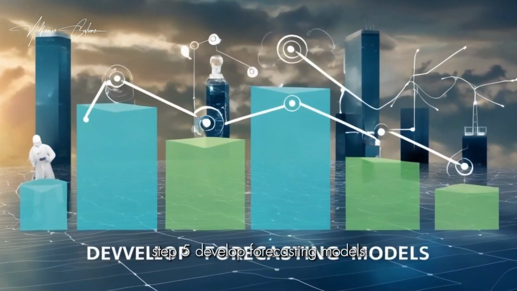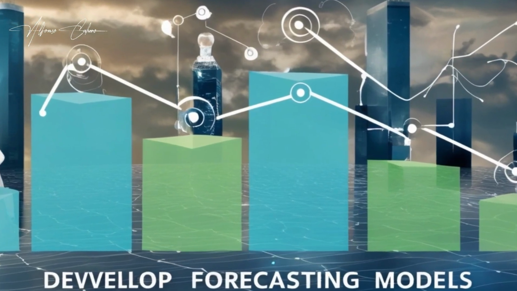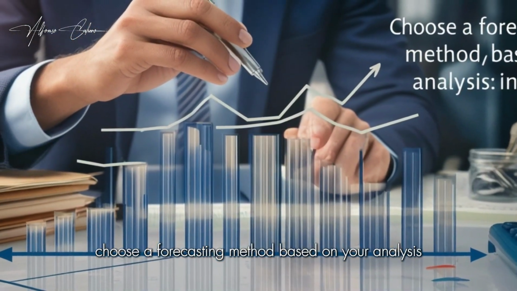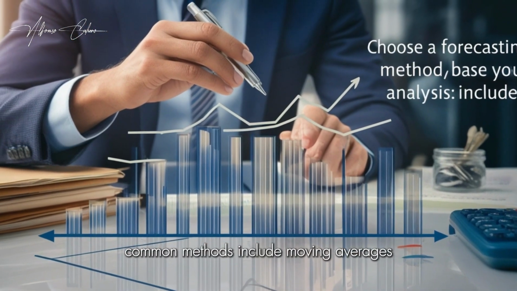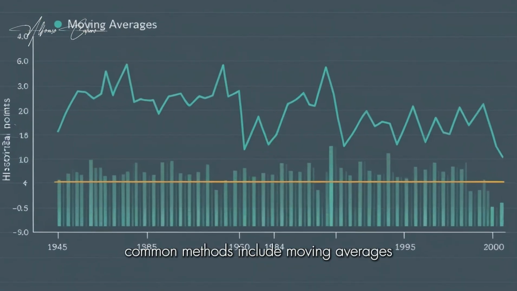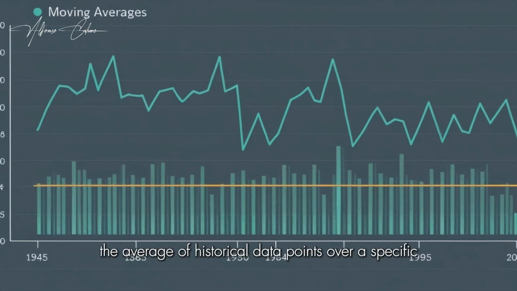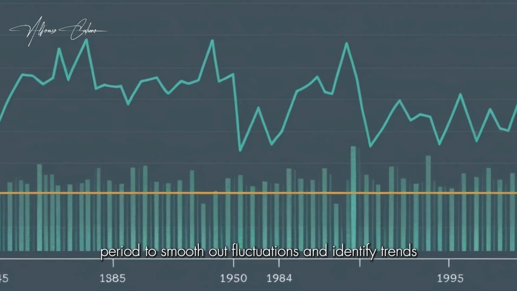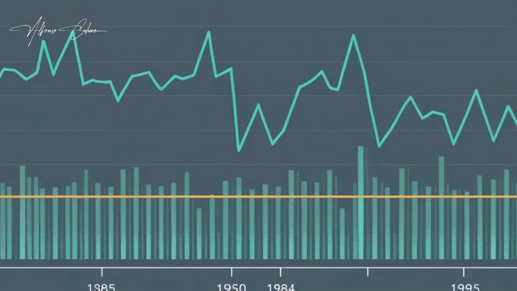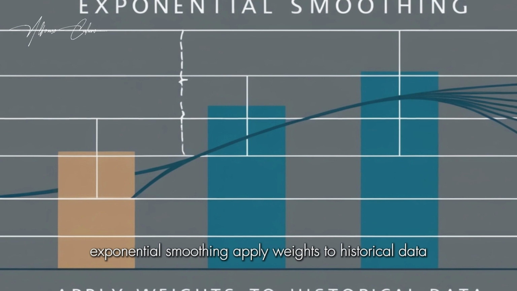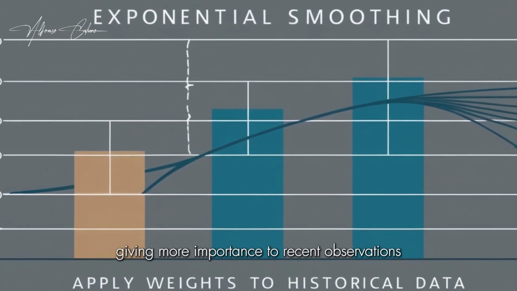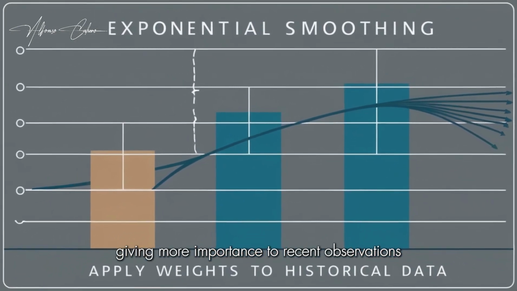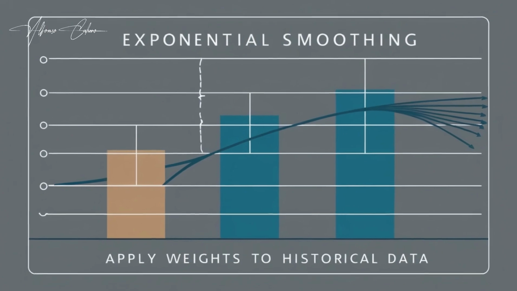Step 5. Develop forecasting models. Choose a forecasting method based on your analysis. Common methods include moving averages. Calculate the average of historical data points over a specific period to smooth out fluctuations and identify trends. Exponential smoothing. Apply weights to historical data, giving more importance to recent observations while smoothing out older data.